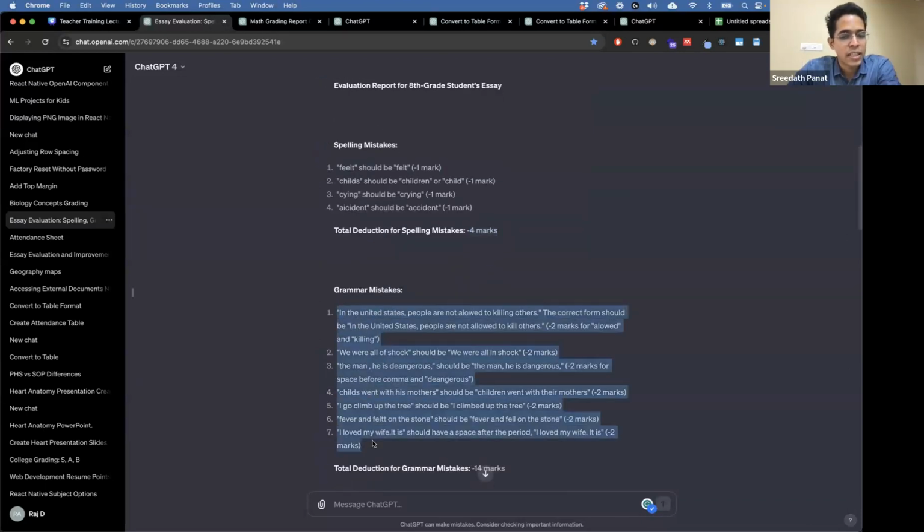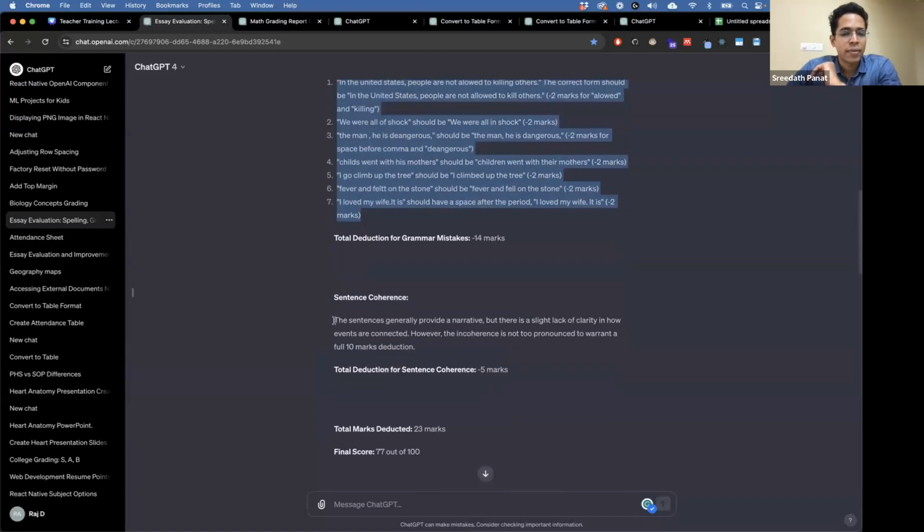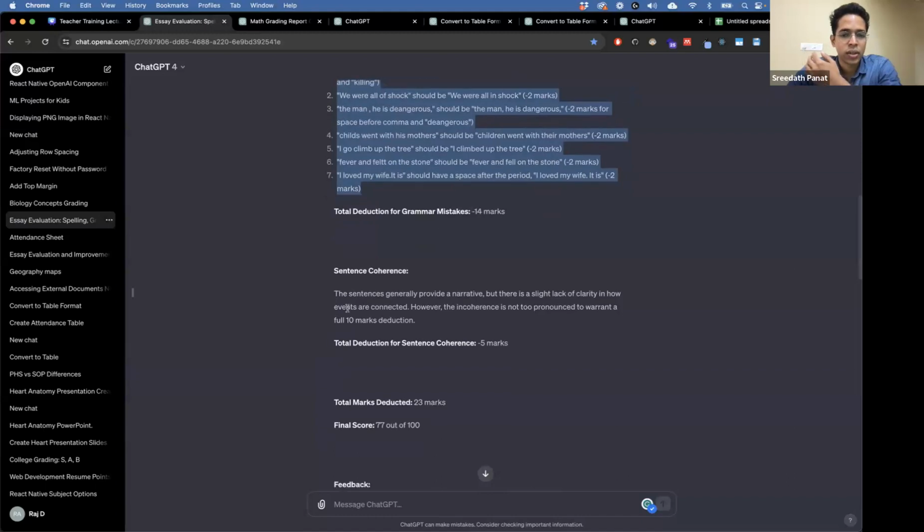It identified all the grammar mistakes that we also could manually identify. And then it could also find out that sentences were incoherent. So I had originally asked the GPT to reduce 10 marks for incoherent sentences, but GPT said there is a slight lack of clarity.